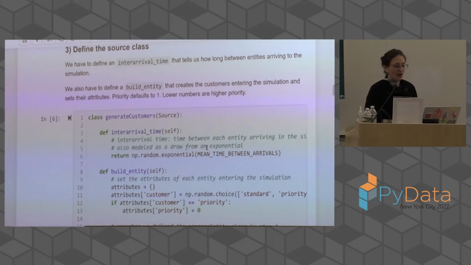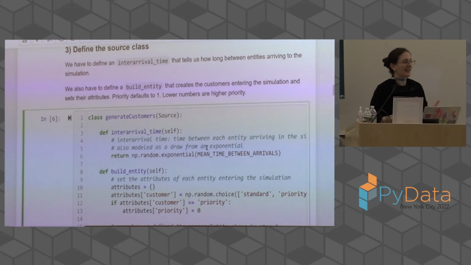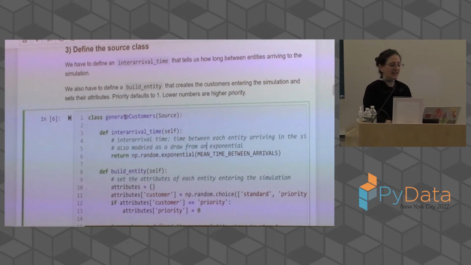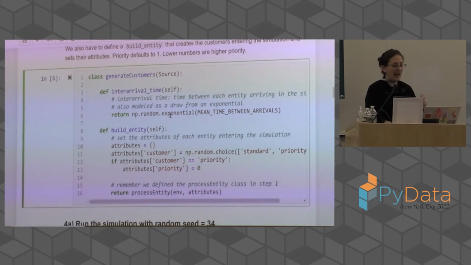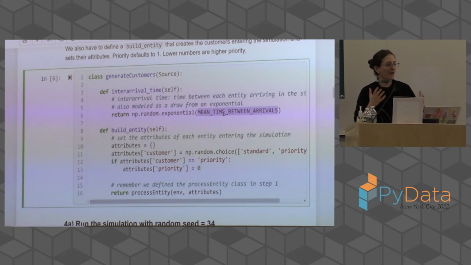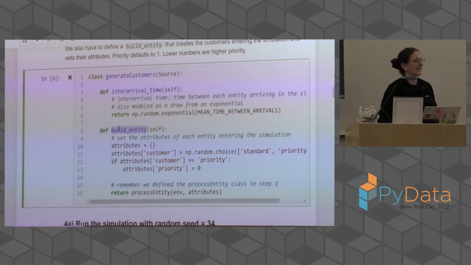The source class, of course, is going to be what is generating my entities. Here I called it generate customers to make it a little bit more concrete. That is from our source class, and that has a minimum of 2 methods in it. Inter-arrival time would be the time between, as its name implies, each entity arriving. That's going to be returned from an exponential, with the mean time between arrivals, also a constant. And then this method, build entity, is going to be the method that creates all the entities for my simulation.